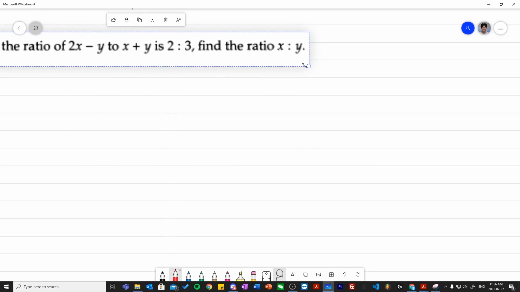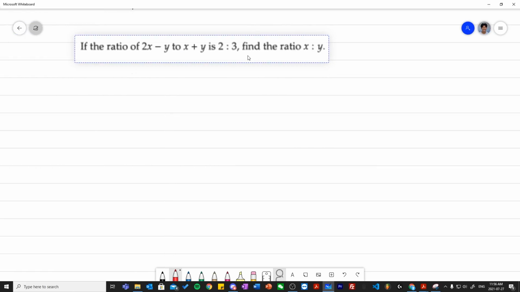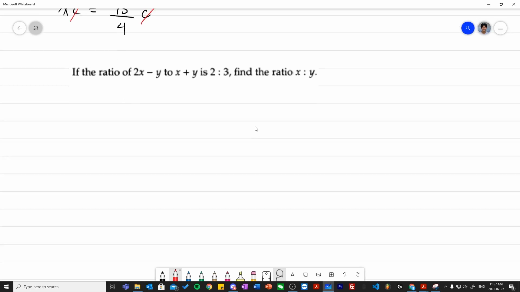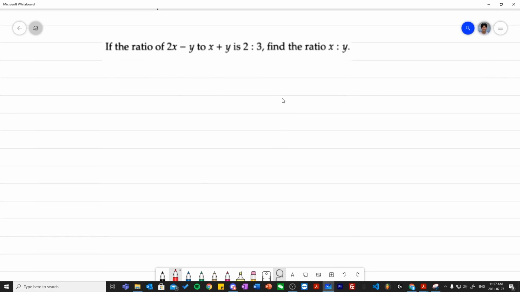If the ratio of 2x minus y to x plus y is 2 to 3, find the ratio of x to y. I'll check in on you guys maybe in 3 minutes or so. If you finish, please just shout it out, or type in the chat if you don't want to shout it out, because I want to see how many of you are finished so we can keep moving on. All right, go at it.